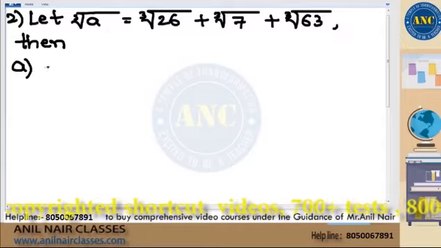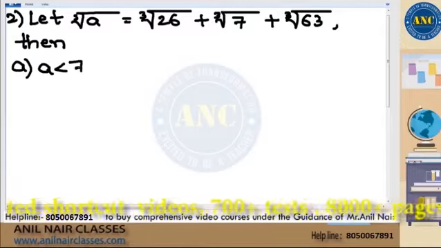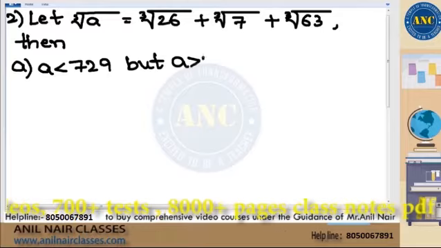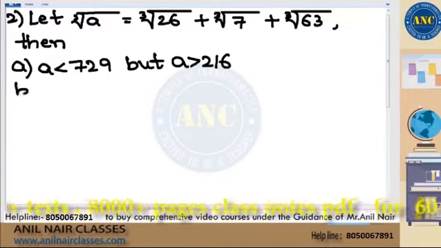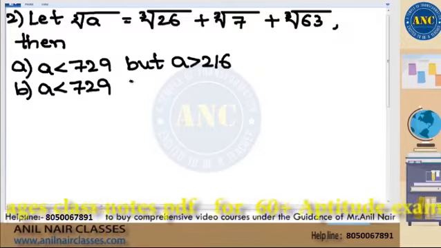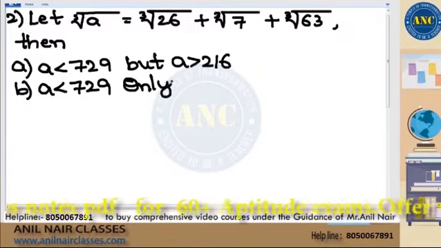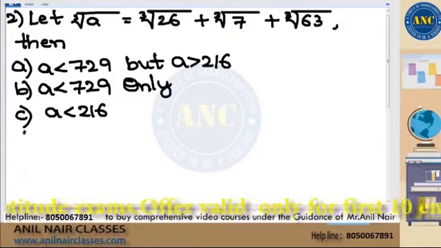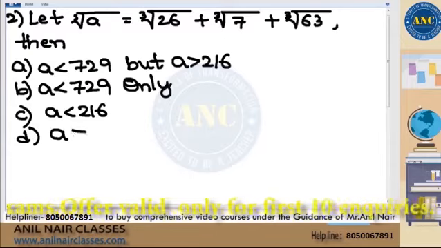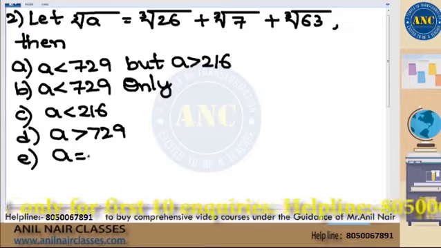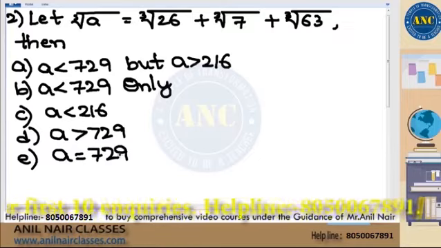First option is a is less than 729 but a is also greater than 216. Second option is a is less than 729 only. That is the only condition which will satisfy for a. Third option is a is less than 216. Fourth option is a is greater than 729, and the last option is a is equal to 729.